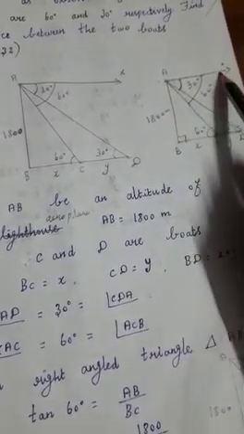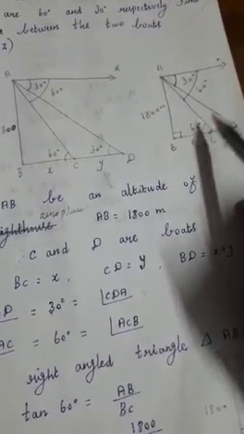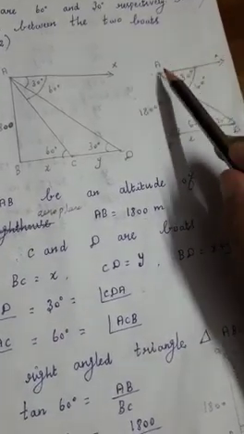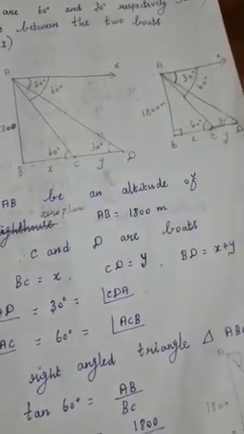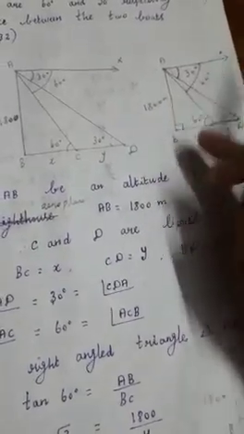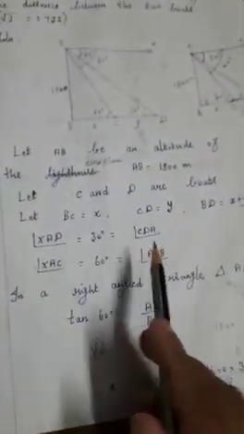ACB. Okay, so correctly write XAC. So that is 60 degree. After ACB, that is also 60 degree, because we know that alternate angles are equal, so that's why we have written that the angles are equal.